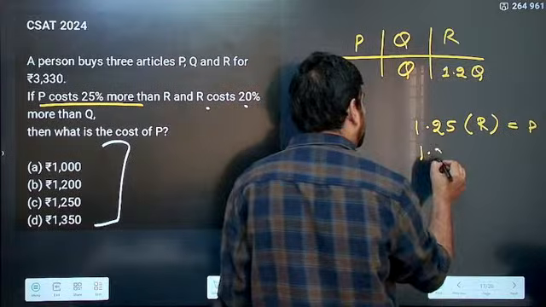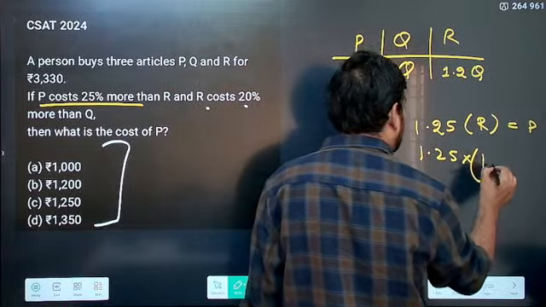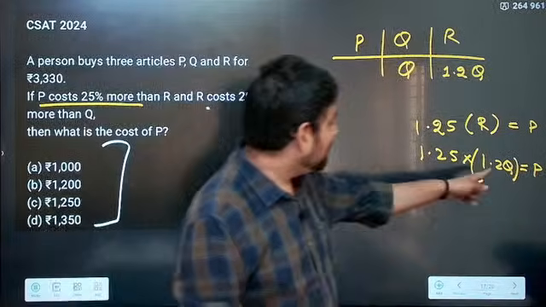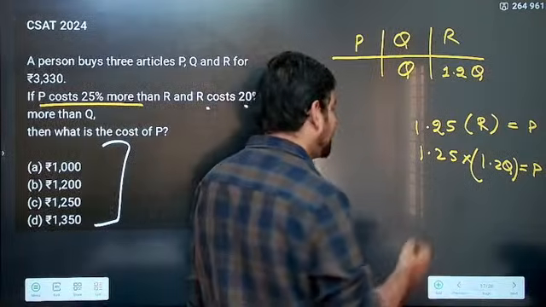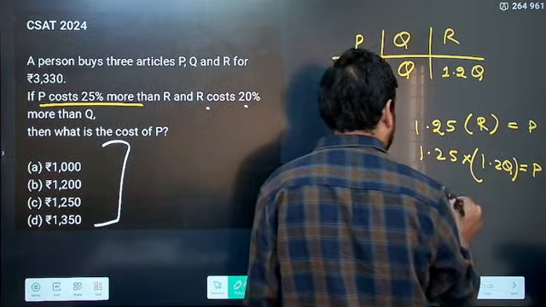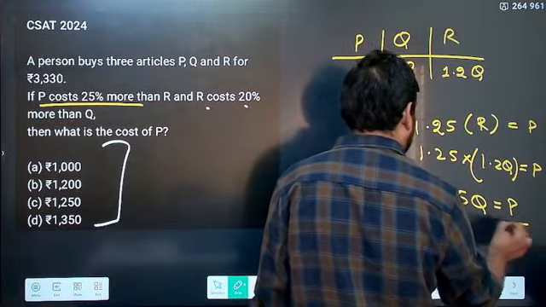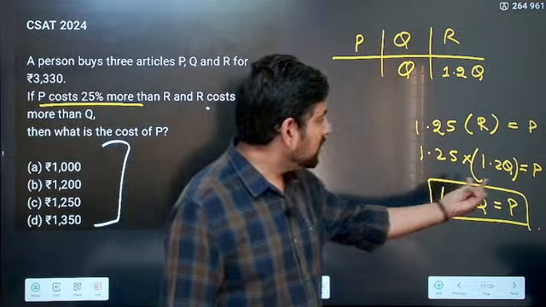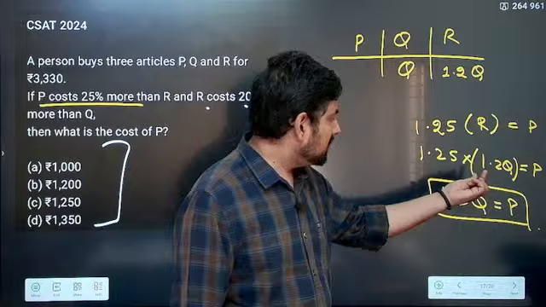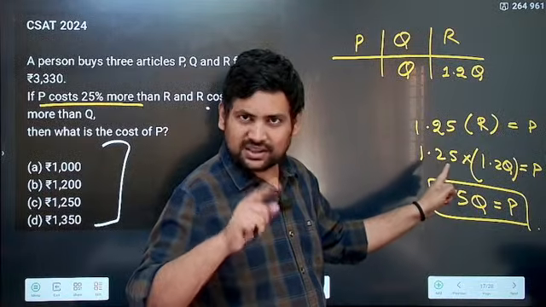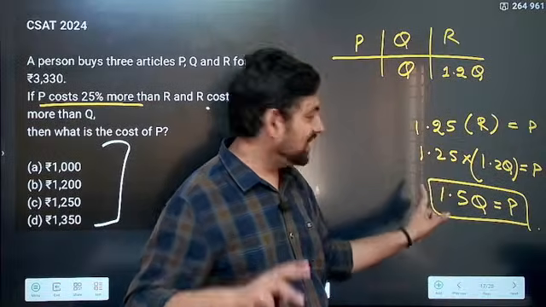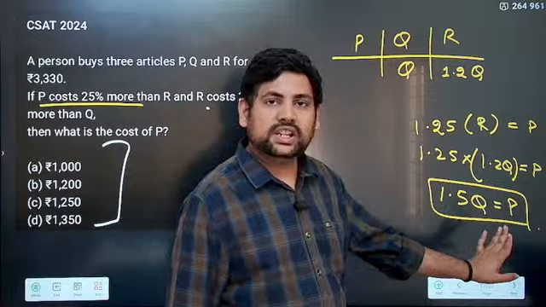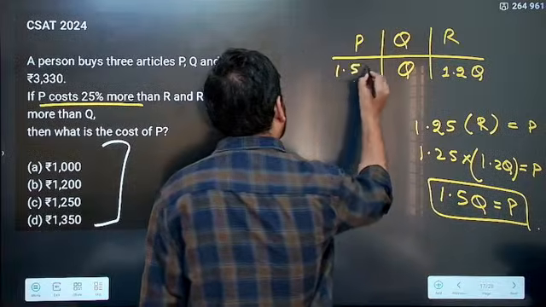Now in place of 1.25 R, I am putting 1.2 Q. This is equal to P. Now 1.2 into 1.25, if you multiply this, what will you get? You will get 1.5 Q. This is equal to P. Understood? If you multiply 1.25 into 12, 12 5s are 60, 0 here, 6 carry, 12 2s are 24 plus 6, 0 here, 3 carry, 12 1s are 12 plus 3, 15. You can do the calculation. So it becomes 1.5 Q is equal to P. So I have put the value here, 1.5 Q.